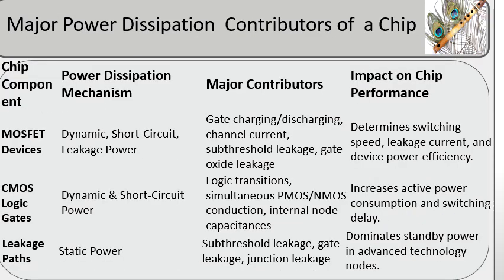The power consumed by a VLSI chip is the combined contribution of several physical and electrical elements. At the device level, every MOSFET contributes through dynamic switching, short-circuit conduction, and leakage currents. The power dissipated by FETs, logic gates, and leakage paths, along with the other elements, contributes to the chip total power dissipation.